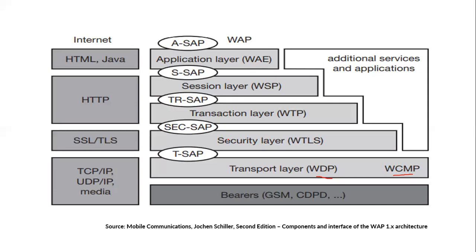Then there is the WAP transaction layer with its WTP, that is wireless transaction protocol, which offers lightweight transaction service through the interface TR SAP, transaction SAP. This is the interface through which it provides services to the next higher layer, that is the session layer. TR SAP stands for transaction service access point.